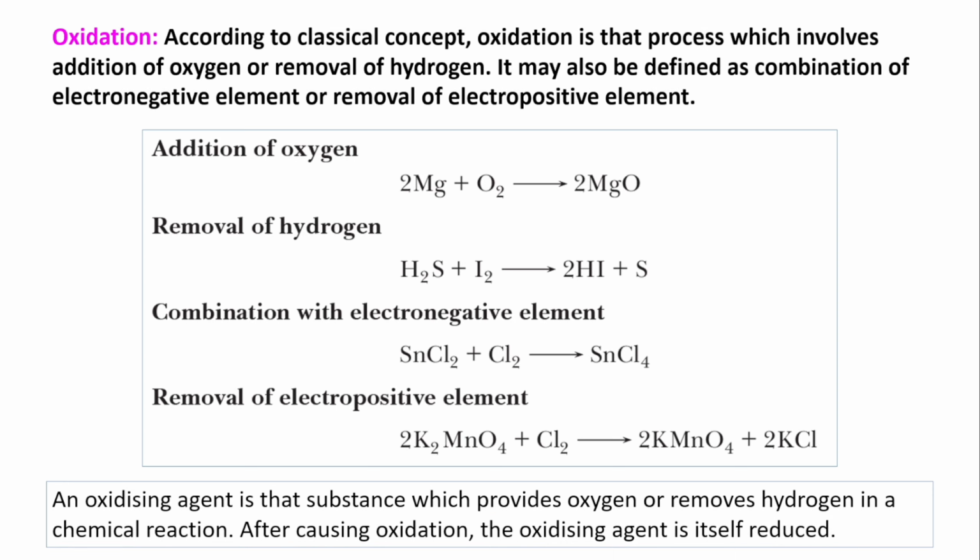Now this is just a basic thing about the process of oxidation. And similarly, we have the oxidizing agent. The oxidizing agent is something which provides oxygen or which donates electrons. We will discuss it in the coming slides. And something which provides oxygen and which removes hydrogen is called an oxidizing agent.